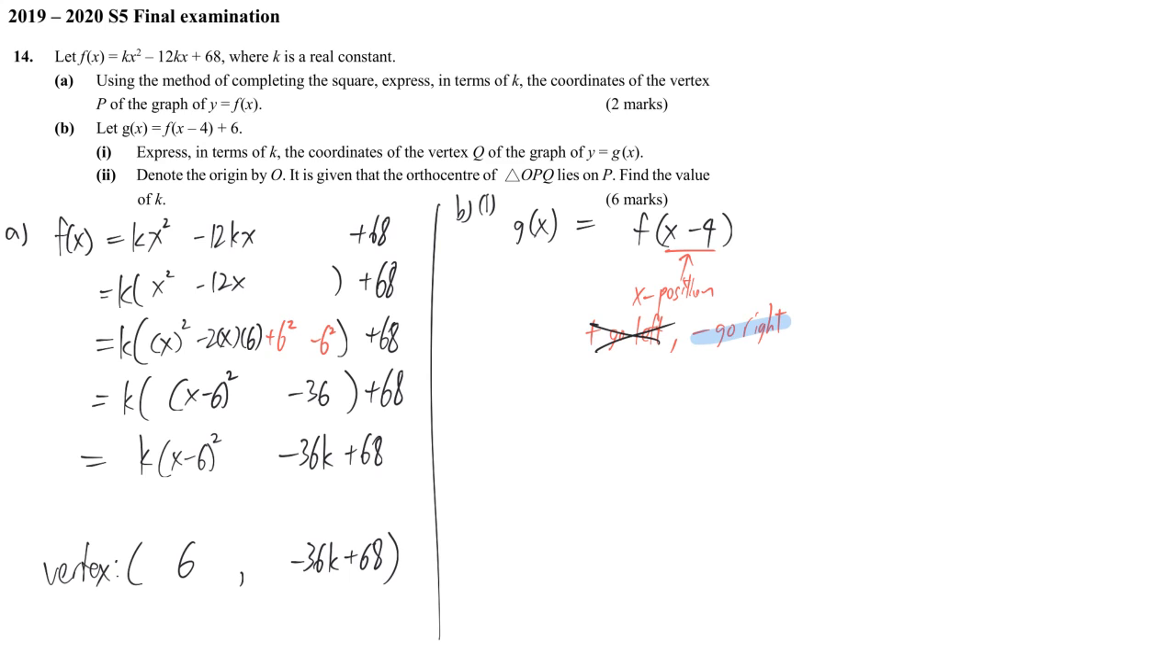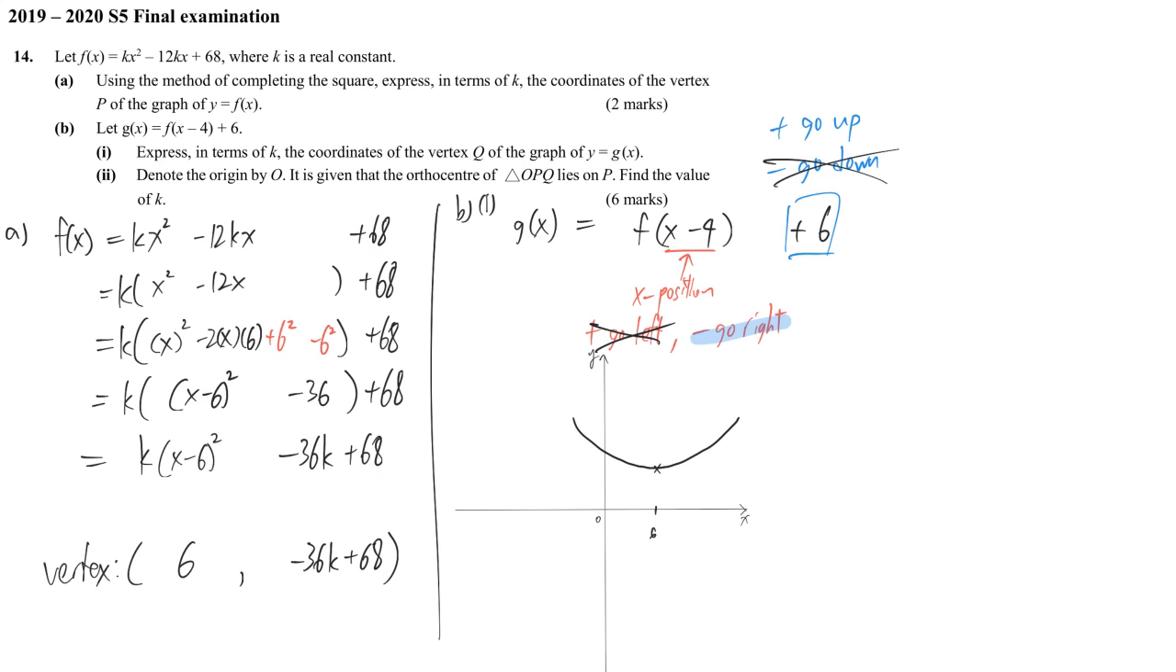And then another effect is outside the function. That means after the function process, we add 6. That means no matter what the outcome is, we simply add height 6. If it is plus, then go up. If it is minus, then go down. This is easier to understand. In this case, it goes up. And then we already know very clearly how the function changes. Because we don't know the value of k, we can just simply say that 6 is here, maybe the height is here. The original function may be like this.